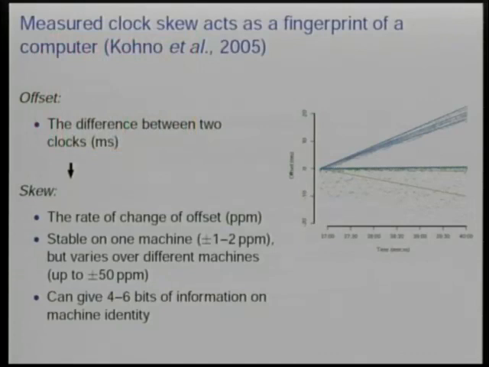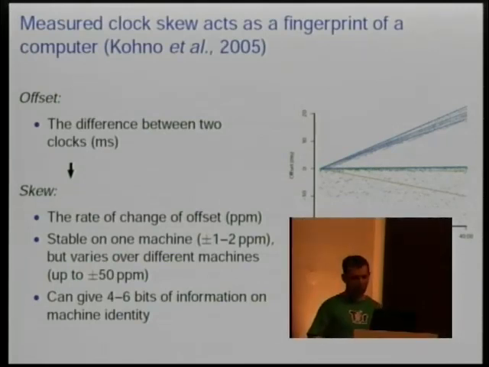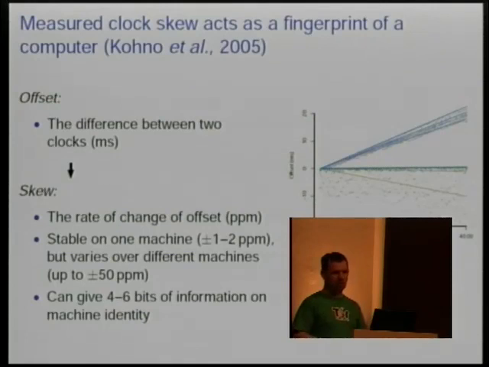So, some more terminology. Offset is the difference between 2 clocks. So if my watch says it's 12:51 and your watch says it's 12:52, then we've got a difference of 1 minute, and that's the offset. For the rest of the talk, I'm going to measure this in milliseconds. But if my watch has an offset of 1 minute today and 2 minutes tomorrow, then there's clock skew. There's 1 minute per day.